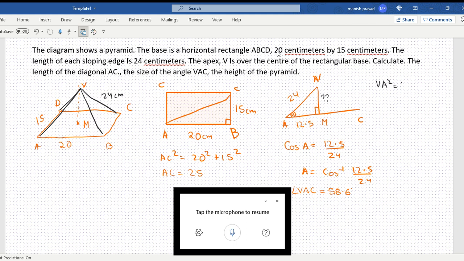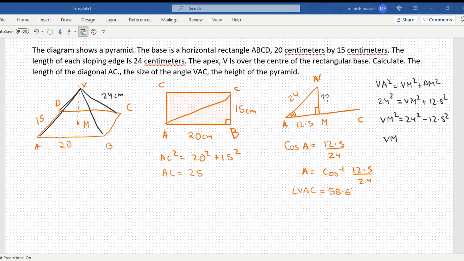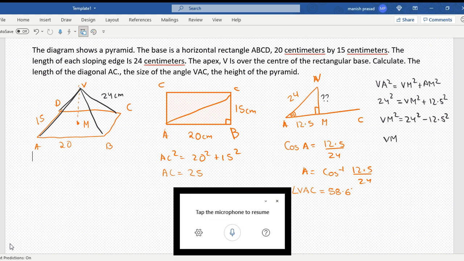VA square is equals to VM square plus AM square. VA we know it as 24. VM we have to find out. AM is 12.5 square. So VM square would basically be 24 square minus 12.5 square. So VM would be square root of that. So let's get the value of VM. So we have the answer as 20.5.